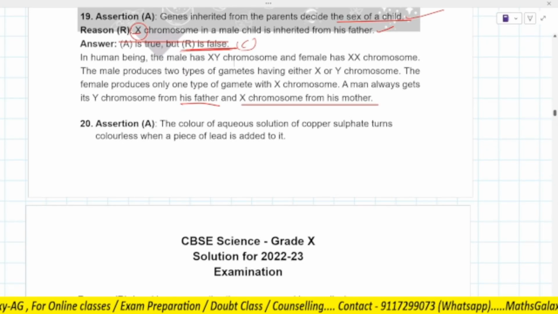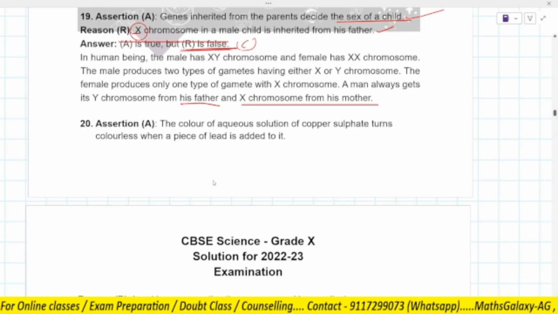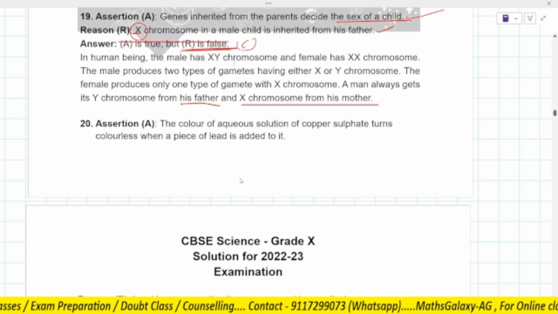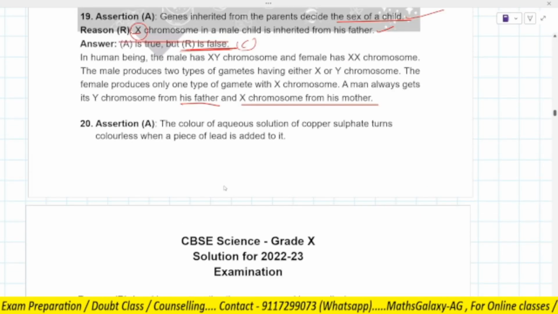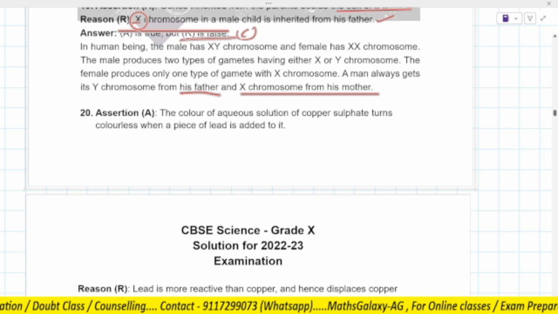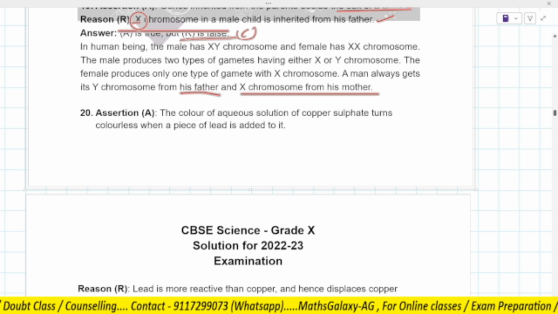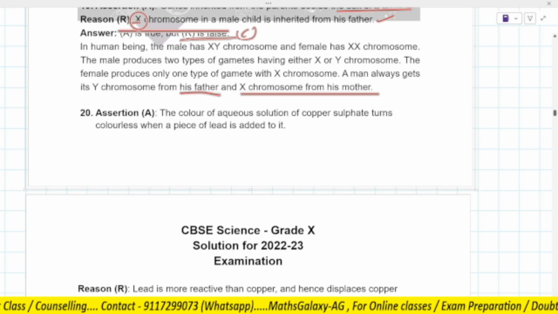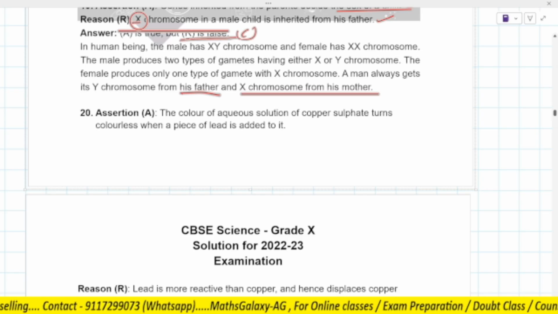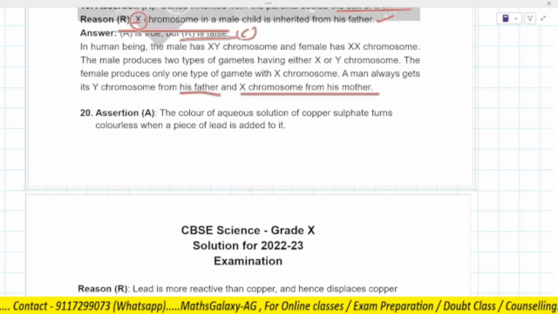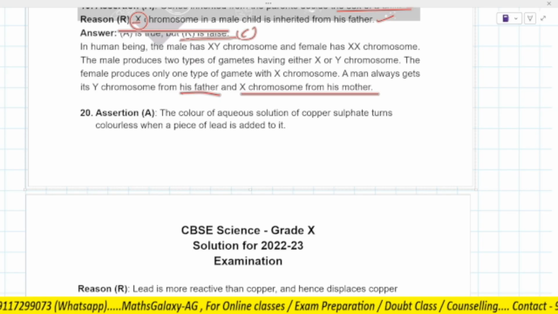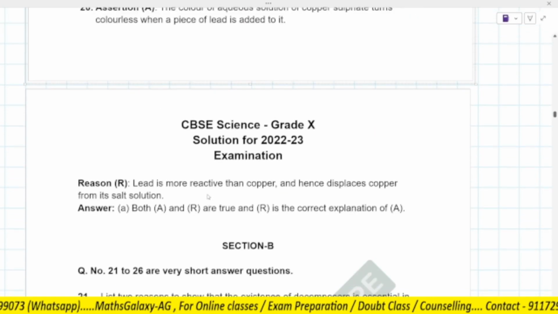The color of the aqueous solution of copper sulfate turns colorless when a piece of lead is added to it. And it said that lead is more reactive than copper and hence displaces copper from its salt solution. Tell me. Both are true and it is the correct explanation. Yes, good, है ना? Okay.